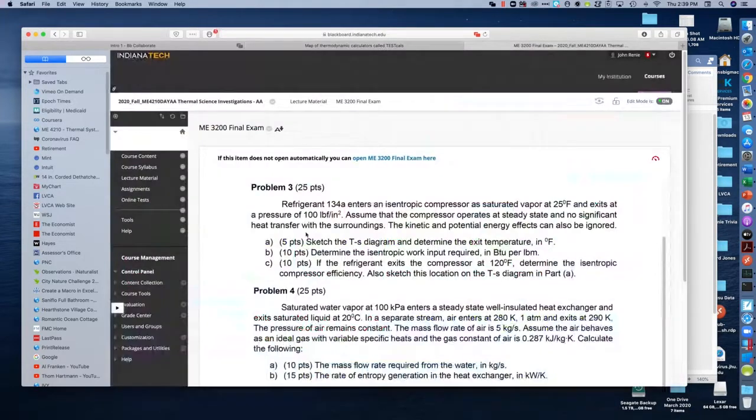If I were to go back, the first thing that was asked is to sketch the T-s diagram and determine the exit temperature. Again, this is for the isentropic compression process. It also then is asking for the isentropic work required to do that. Now you'll see the work that they're asking for is BTU per pound mass. And so they don't really care how many pounds are going through. They're looking for the specific work on a per pound basis.